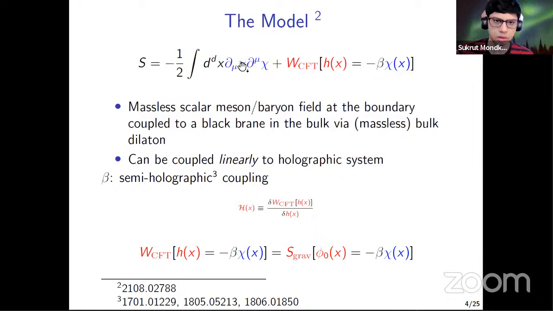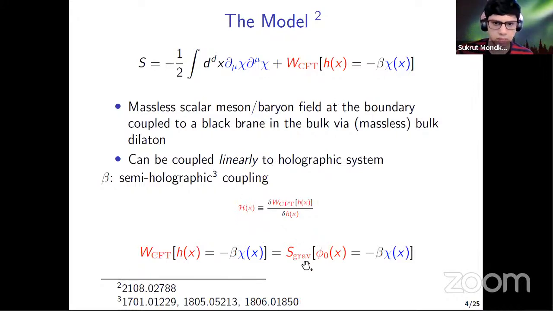This massless scalar can be thought of as some composite degree of freedom, like a meson or baryon field, and it can be a Goldstone of some spontaneously broken symmetry. Since the CFT is holographic, it is dual to some black brane in the bulk, with the deformation corresponding to the dilaton in the bulk. Since this coupling is linear, it will modify the quasinormal mode spectrum of this black brane, which is dual to the CFT. Now this O is the CFT operator dual to the bulk dilaton.